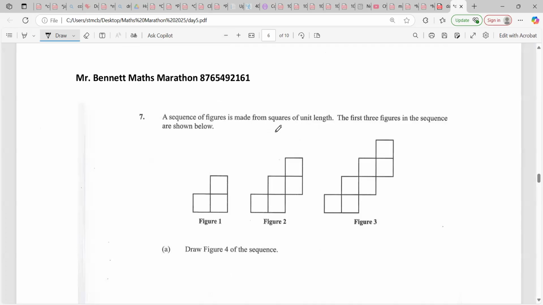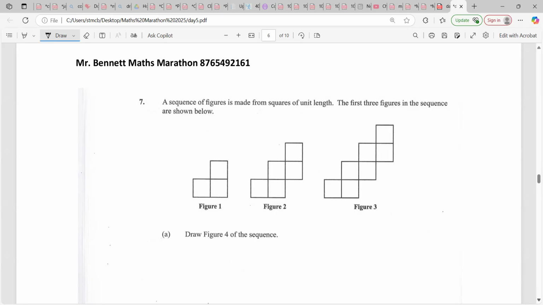All right. This might take a little while because we have to literally draw. But yeah, a sequence of figures is made from squares of unit length. The first three figures in the sequence are shown below. Draw figure 4 of the sequence. Believe it or not, this is hard. A lot of people find it hard to determine which pattern comes next.